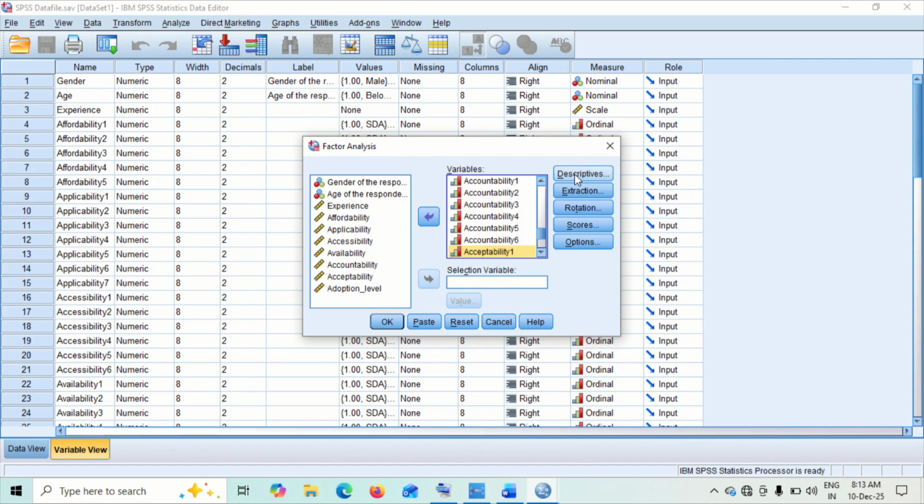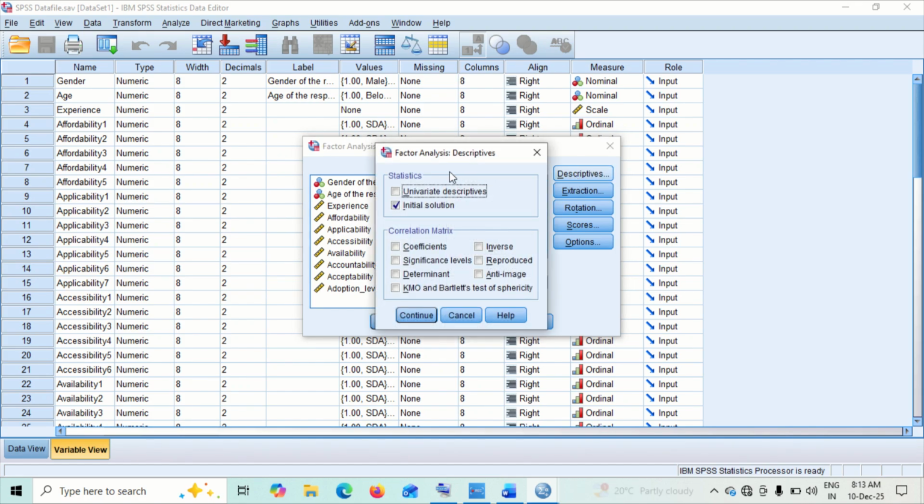And from the descriptives, here the factor analysis descriptives, from the statistics plot we have to select univariate descriptives. From the correlation matrix, we have to select KMO and Bartlett test of sphericity. In this dialog box, we have to select 3 items: univariate descriptives, initial solution, KMO and Bartlett test of sphericity. Continue.